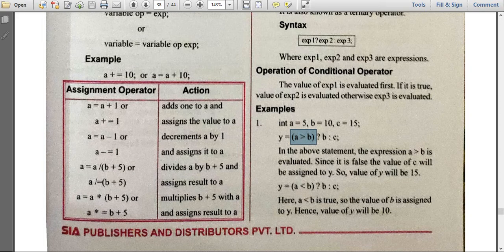False. So here expression 2 is the true place, and expression 3 is the false place. Whatever you have in the false place, what is the c value? 15. That 15 will be assigned to y. Is that clear? If the condition is false, then that value will be assigned to y.